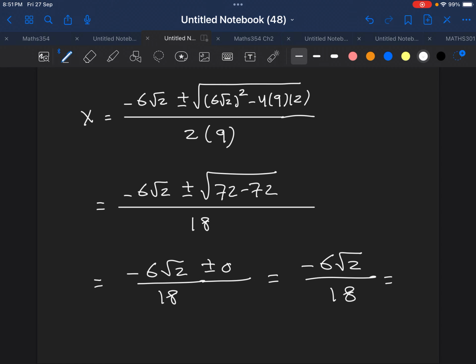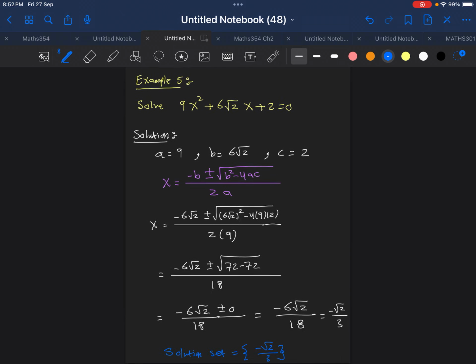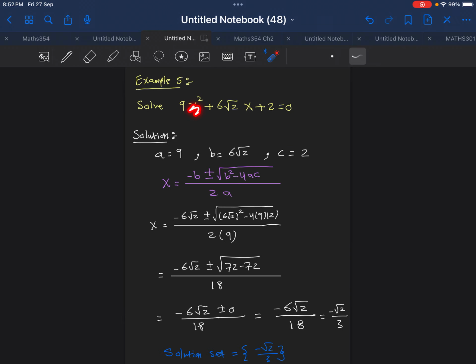Of course, this we can simplify by dividing by 3. So we get this one. And here we get only one answer. And that's fine. Sometimes we will get only one answer if we don't have anything under the square root. So this is the solution set. Again, we should plug in this number here instead of x and check if we get 0.